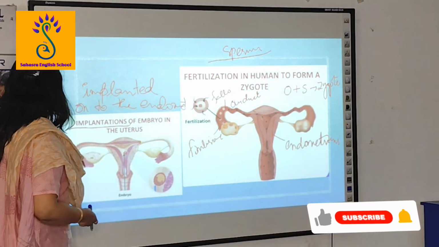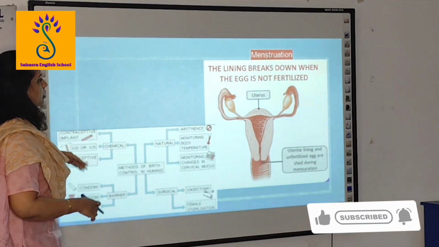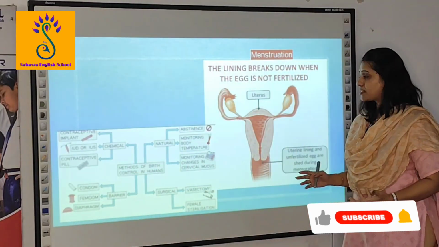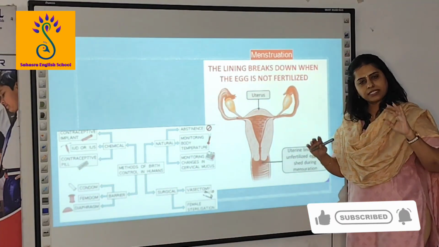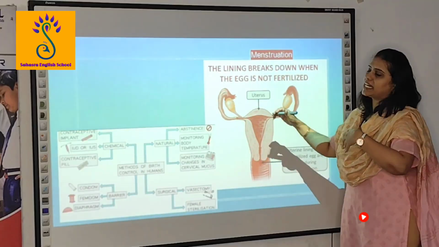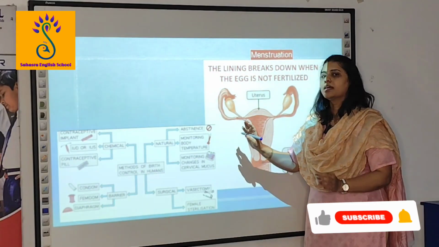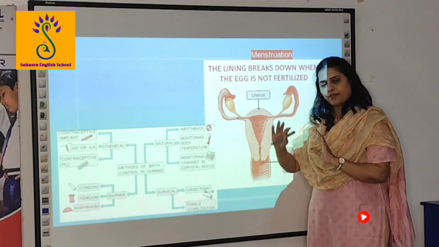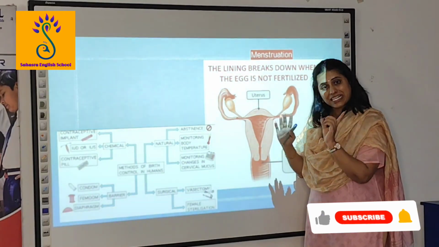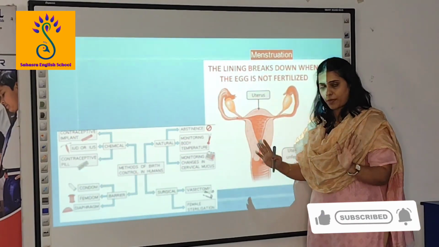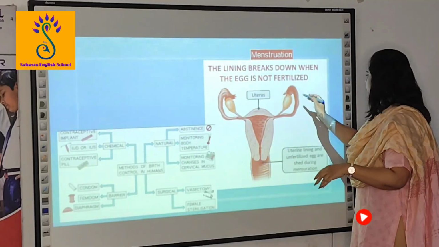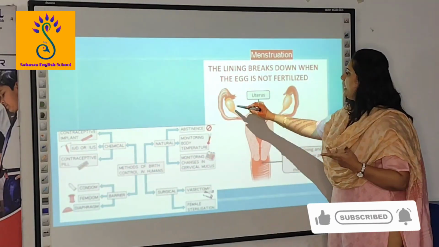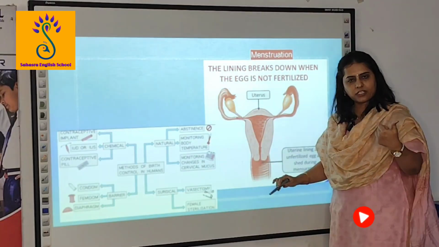Then, what is menstruation? A menstruation question can be asked. If the fertilization has not occurred in the fallopian tube, every month, I said, one egg is released. It is not produced, it is released through the process of oogenesis. It goes into this fallopian tube and waits for the sperm.